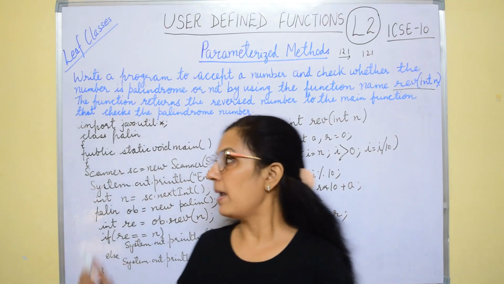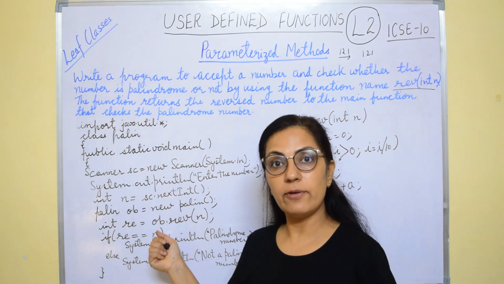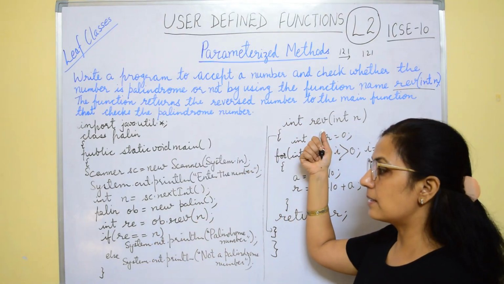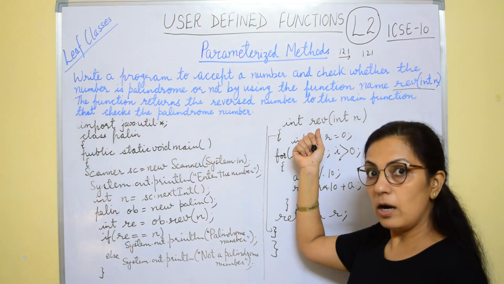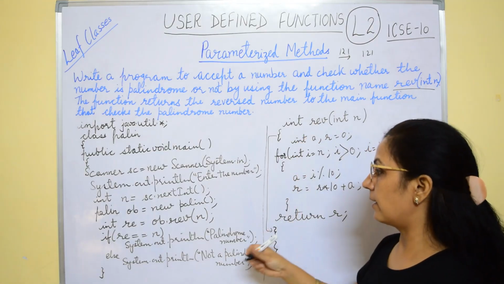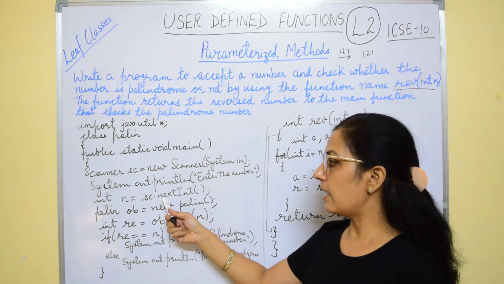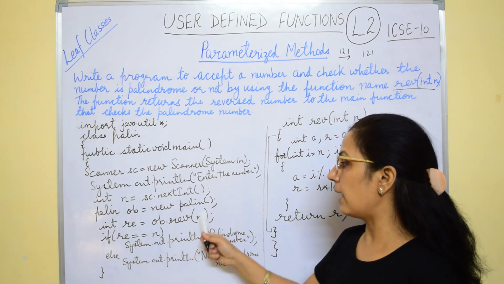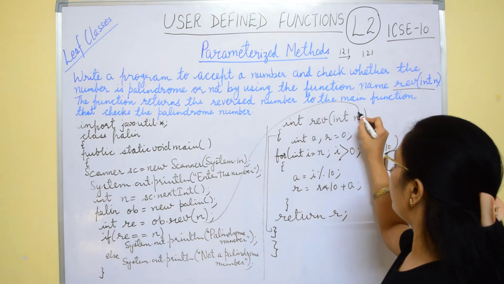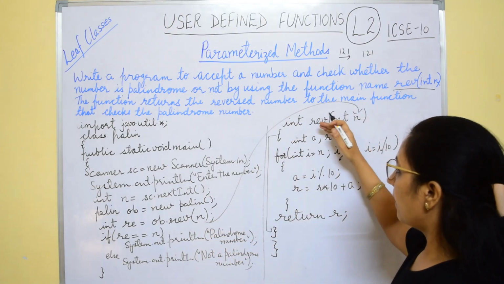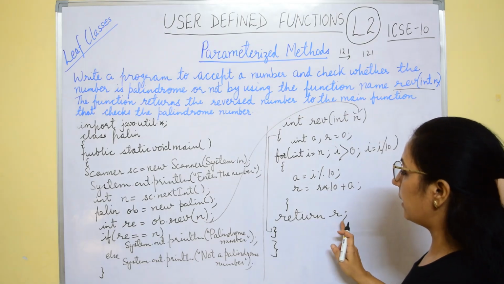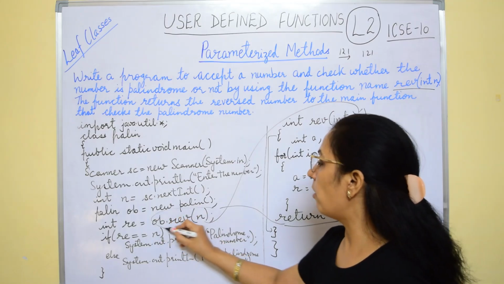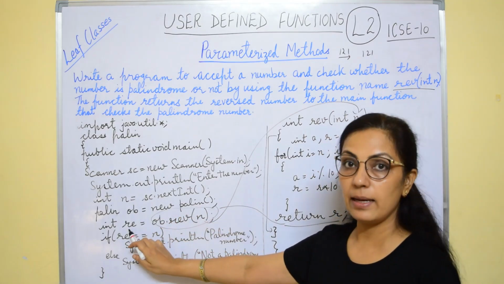So here the main function is the caller function, which is calling the user defined function. This function is the called function or the user defined function. Now let's see. We have entered the number n, created the object, called this function with the value n. Now when this value comes, it will be stored here, and then it will be executed, it will return r. Return r will take you back here. So the value of r will be stored in the re variable.